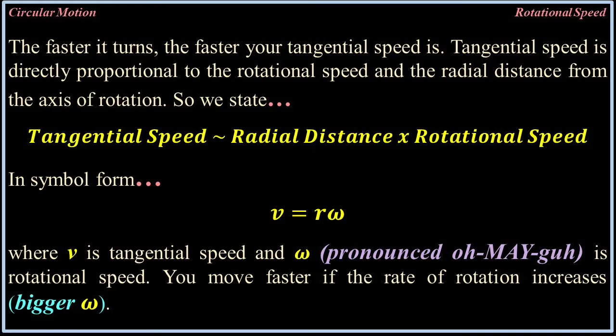You move faster if the rate of rotation increases. That's a bigger omega. Omega is the last of the Greek letters. A to Z, well, omega is the last letter. It's alpha to omega.